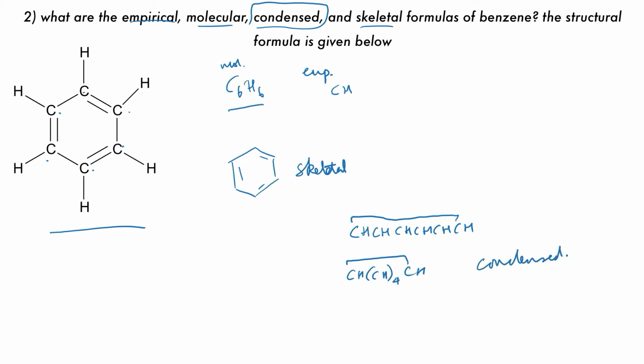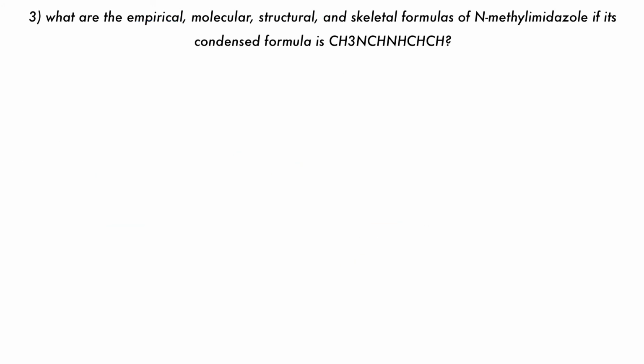Okay, and so then the last one that we're going to deal with today is a little bit tricky. So we're now dealing with an uncommon structure. What are the empirical, molecular, structural, and skeletal formulas of N-methylimidazole if its condensed formula is CH3NCHNHCHCH? So we see that there is a connection between the nitrogen and the carbon, and so it is cyclical in nature.